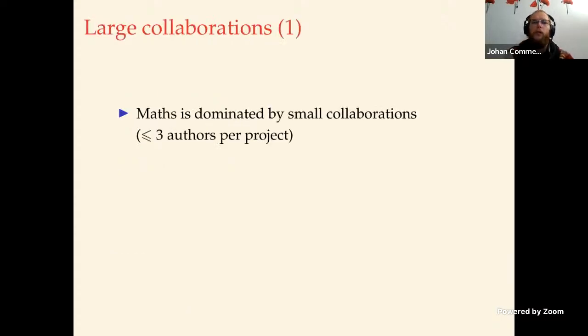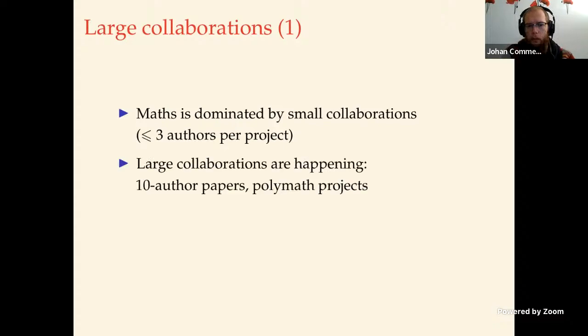Right, so first let's look at these large collaborations. Traditionally, maths is really dominated by smaller collaborations. So there are a lot of single author papers and maybe 2 or 3 author papers. But recently we've seen larger collaborations appearing. So there are 10 author papers or these polymath projects that have been promoted by Gowers and I guess Tao.